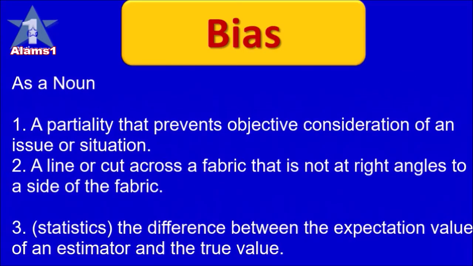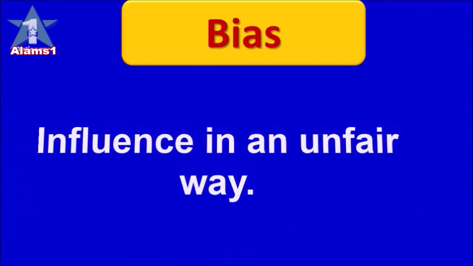When we use the word bias as a noun, it means a partiality that prevents objective consideration of an issue or situation. A line or cut across a fabric that is not at right angles to a side of the fabric. The difference between the expectation value of an estimator and the true value. So the meaning of the word bias is influence in an unfair way.